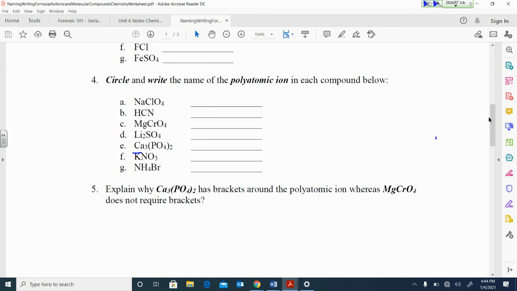Okay, so circle and write the name of the polyatomic ion in each compound below. Remember, we have these polyatomic ions. We have polyatomic ion quizzes. How do I know that something's going to have a polyatomic ion in it? It's going to have more than two elements. One, two, three. It has three elements in it, so I know there's a polyatomic ion in there.